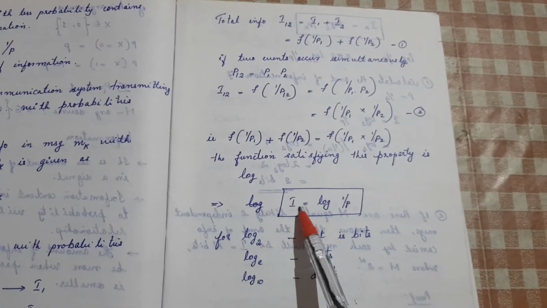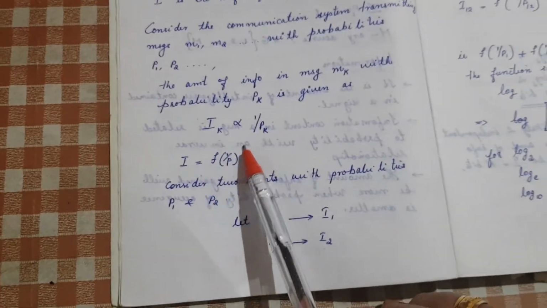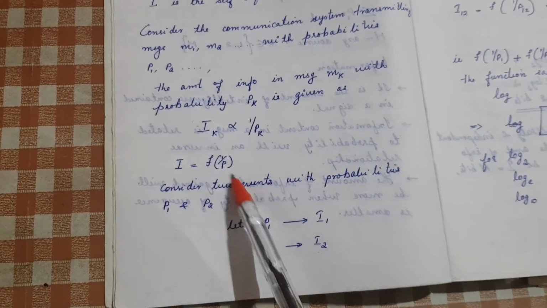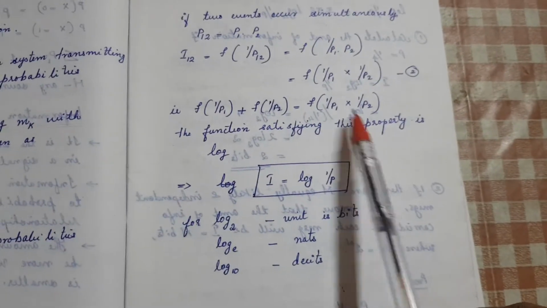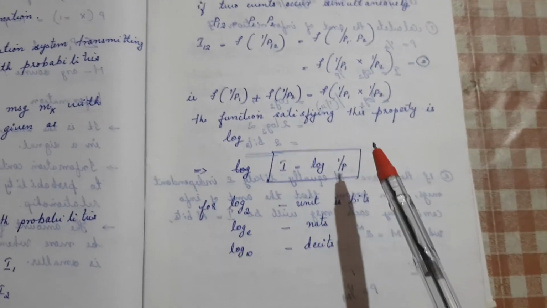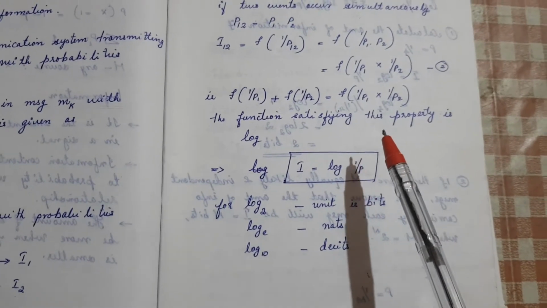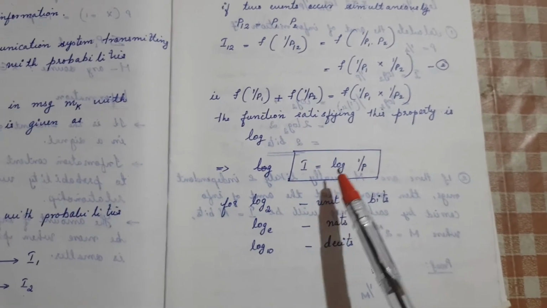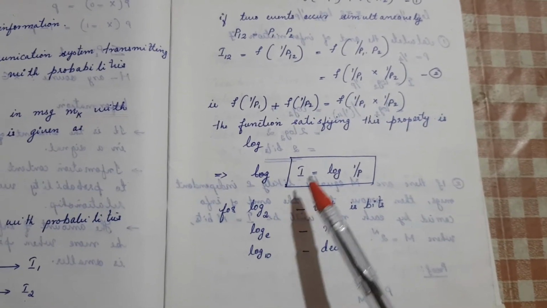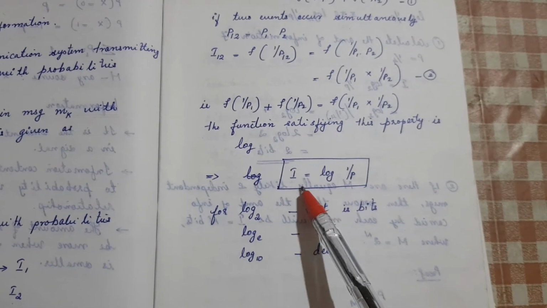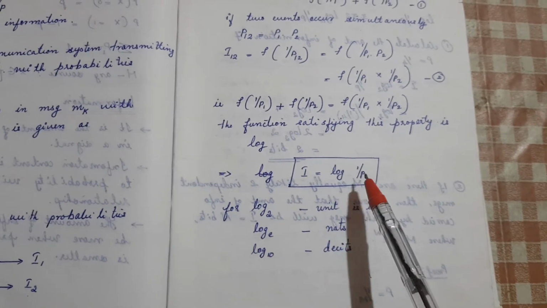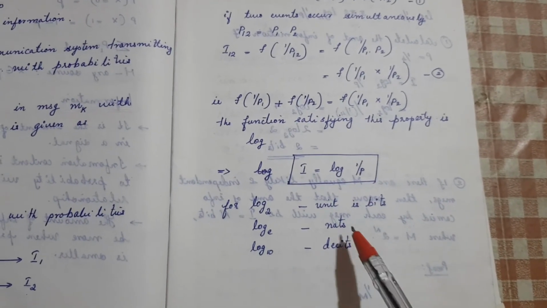So when you remove the proportionality, you can write I is equal to a function of 1 by P, where this function, what you have found out, is a logarithmic function. So I is equal to log 1 by P. And in digital communication or binary communication, we always have this log with a base of 2. So when the base of this log is 2, your unit of information is bits. And when you have other units like natural log, it is nats, and for log 10, the unit of information is decits.